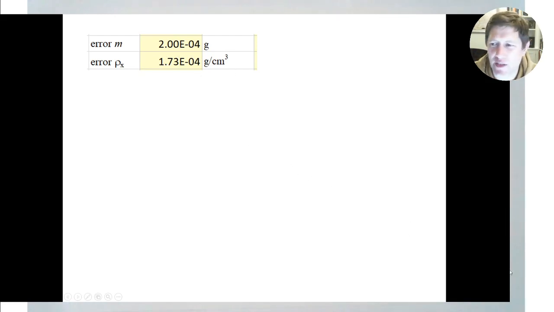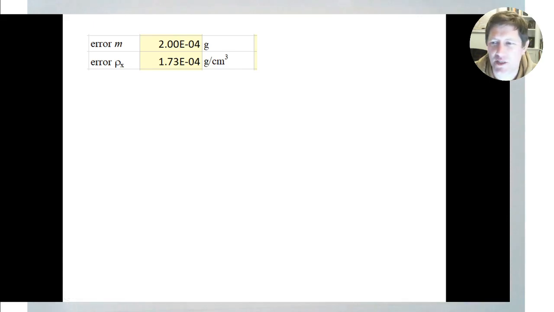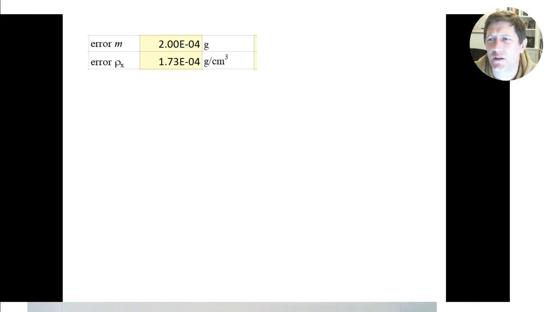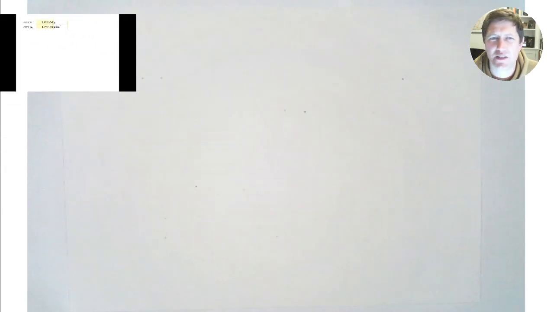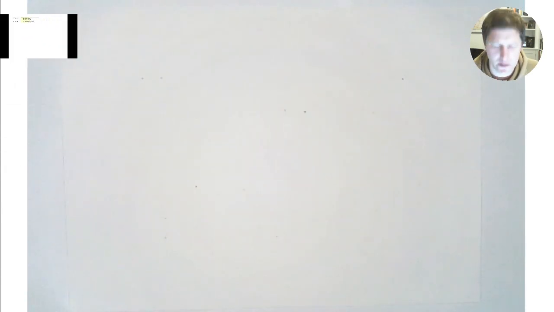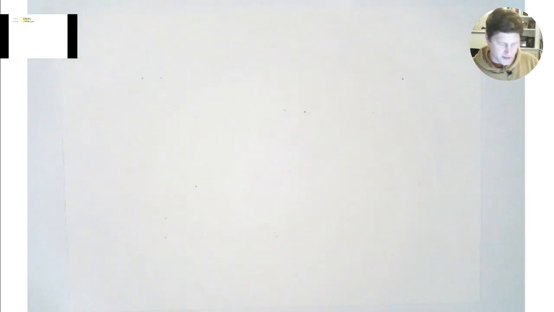Okay, so what we want to do next is to see how to propagate our errors, to get an estimate for what the error in our density is going to be. So we're just going to do that, and that will give us a bit of practice doing the error propagation analysis that we've talked about before.